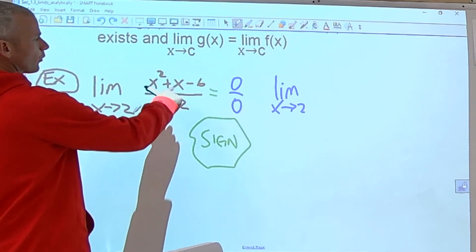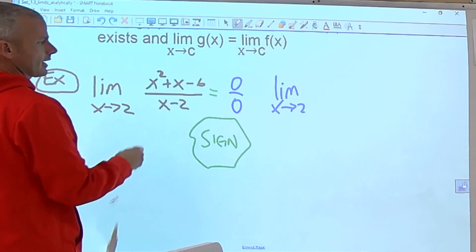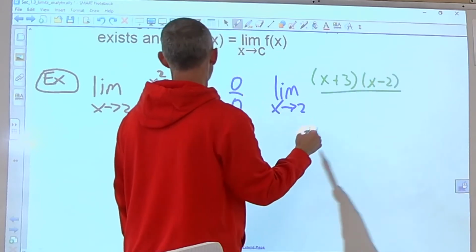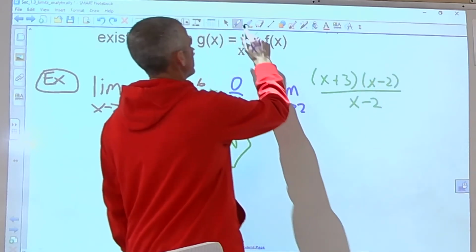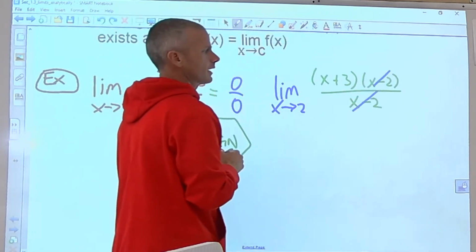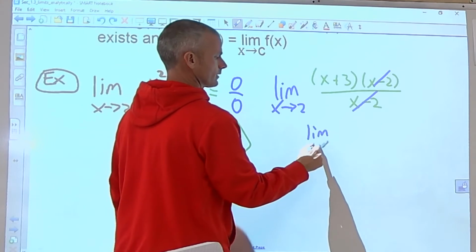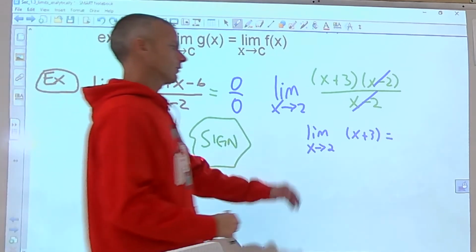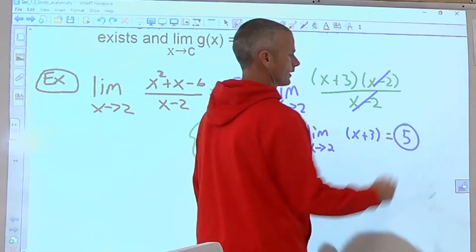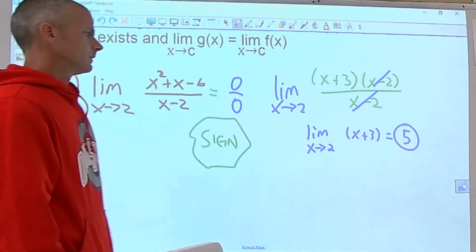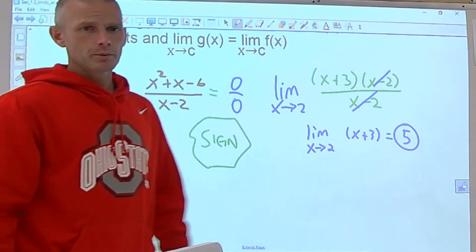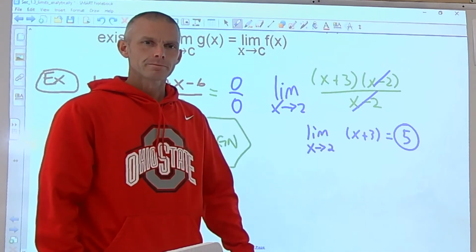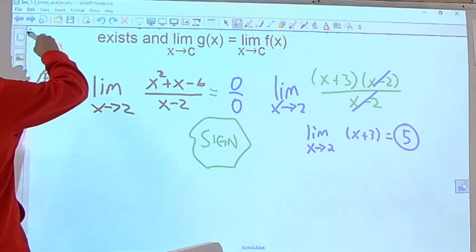So with this trinomial, we notice that, hey, factors of negative 6 that add up to positive 1, we can factor this out into x plus 3, x minus 2, divided by x minus 2. And so we see that those will cancel out. I can look at the limit now as x approaches 2 of just x plus 3. And so I can easily find the limit of that, and I know that my limit is 5. Okay? So factoring can help us get away from that indeterminate form that we have and actually figure out the limit algebraically. All right? So hopefully that makes sense.